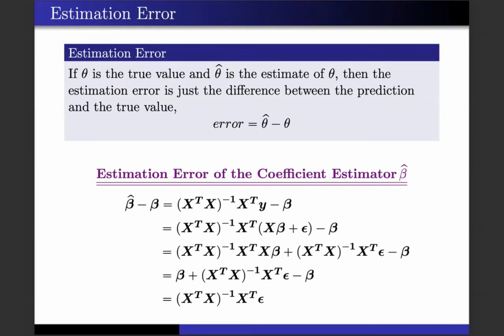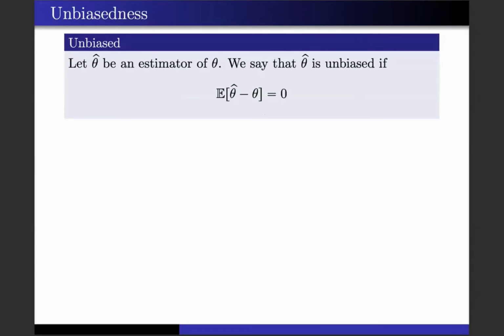But the goal is to prove that this estimate is unbiased. Let's look at the definition of unbiasedness. Say we have a parameter theta and its estimate is theta hat. We say that theta hat is unbiased if the expectation of its estimation error is equal to 0. And therefore, we just need to prove that the expectation of beta hat minus beta is equal to 0. We have just seen the value of the estimation error, which is (x transpose x) whole inverse x transpose epsilon.